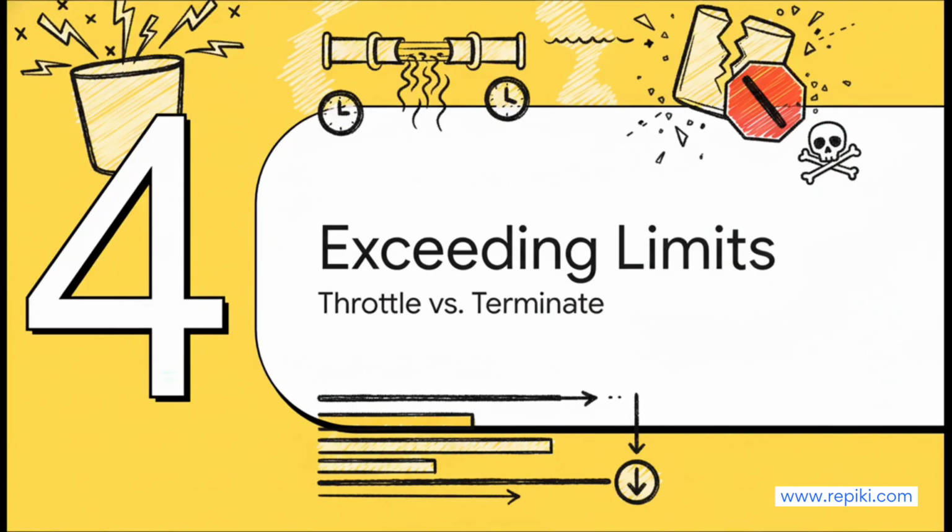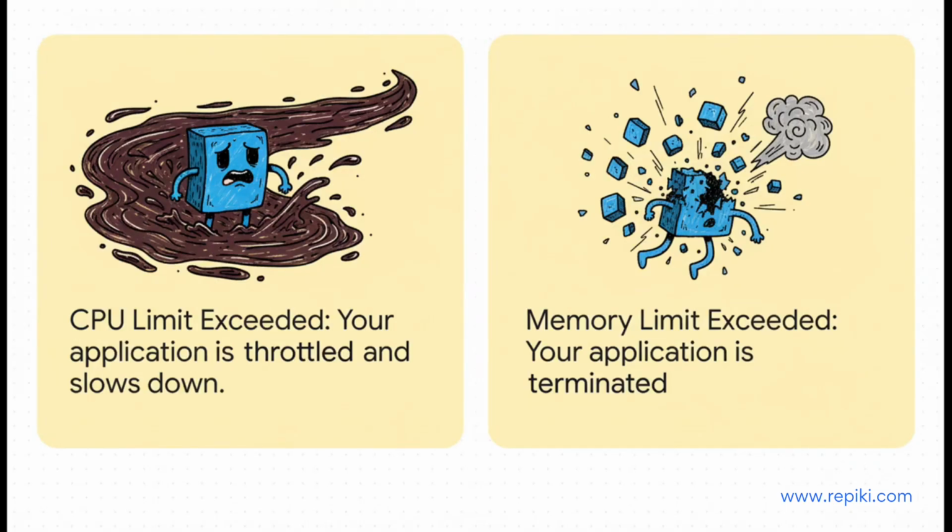All right, we know how Kubernetes prioritizes pods. But what actually happens when a container tries to push past its limits? The consequences are very different for CPU and memory. And this just perfectly circles back to the physics we talked about, right? If you blow past your CPU limit, you get throttled. Your application just slows down. But if you exceed your memory limit, there's no slowdown. It's termination. Your application gets OOMKilled.